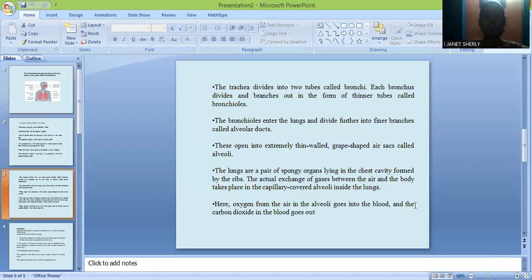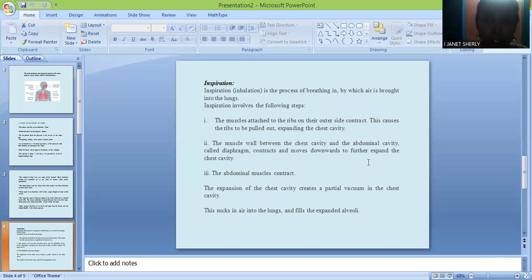And of course, lungs are a pair of spongy organs which lie in the chest cavity formed by the ribs. And of course, the exchange of gases between air and the body takes place in the capillary-covered alveoli inside the lungs. So this is a complete respiratory tract. So with this knowledge, we can get into the topic of inspiration and expiration.